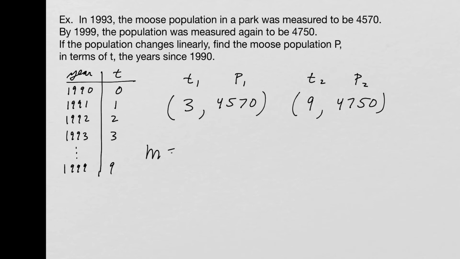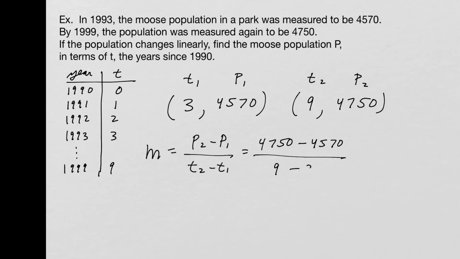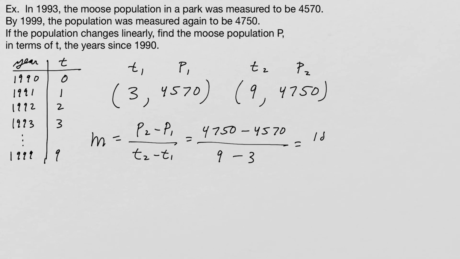So now, given that, we can calculate the slope, which is the average rate of change, right? So the slope in this case would be P2 minus P1, the change in the population, over the change in time. So this would be 4750 minus 4570 divided by 9 minus 3. And this turns out to be 180 over 6, which you can simplify to 30. Remember, it has units, right? Population is number of moose, and T is in years, so it's moose per year. So 30 moose per year, it's increasing by 30 moose per year, because it's positive 30.